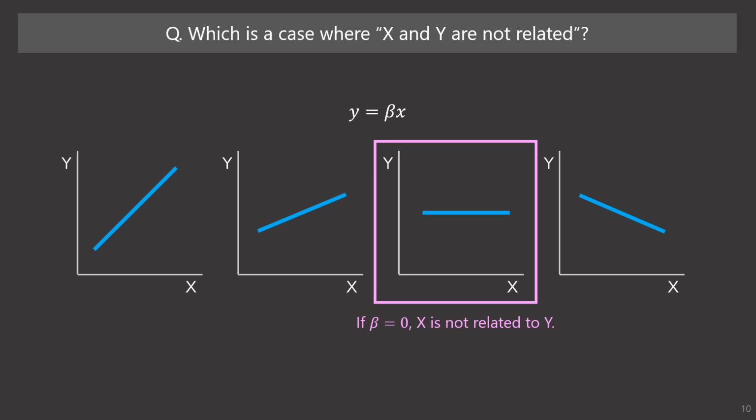In this case, the slope of the straight line, beta, is 0. In other words, the regression coefficient of x is 0. It means that x is not related to y. If the straight line rises to the right, x is positively related to y. And if the straight line is downward sloping, x is negatively related to y.